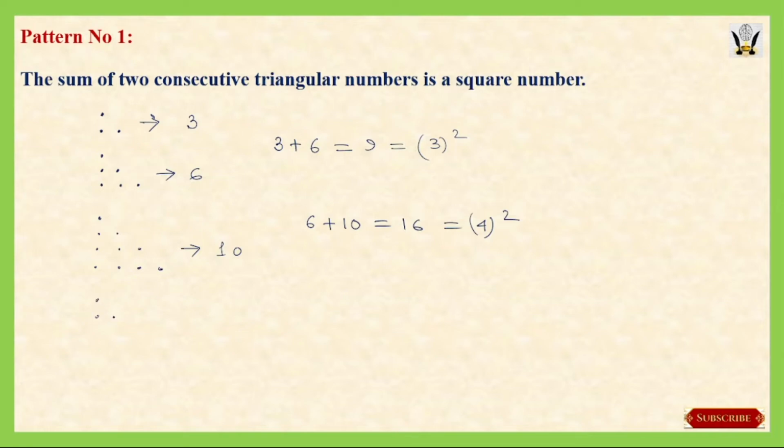Now the next triangular number: we have 3, then 4 dots, and then 5 dots. So it will be 3, then 3 plus 3 is 6, 6 plus 4 is 10, 10 plus 5 is 15. So it is 15. If we add these two consecutive triangular numbers, 10 plus 15, it will be 25. And 25 is the square of 5. So the summation of any two consecutive triangular numbers is a square number, and this is a very interesting pattern of square numbers. So let's move on to the next pattern.